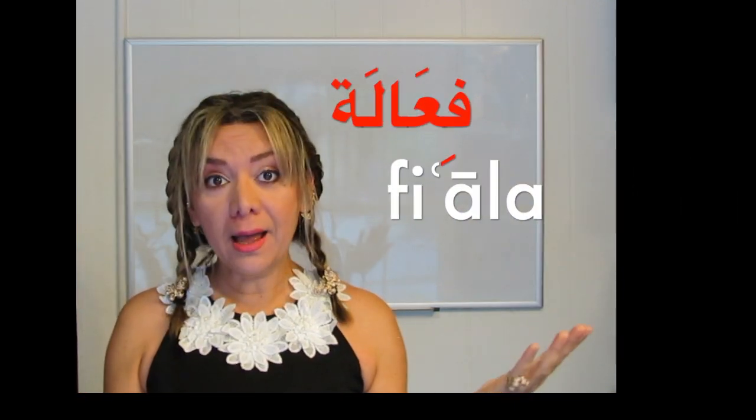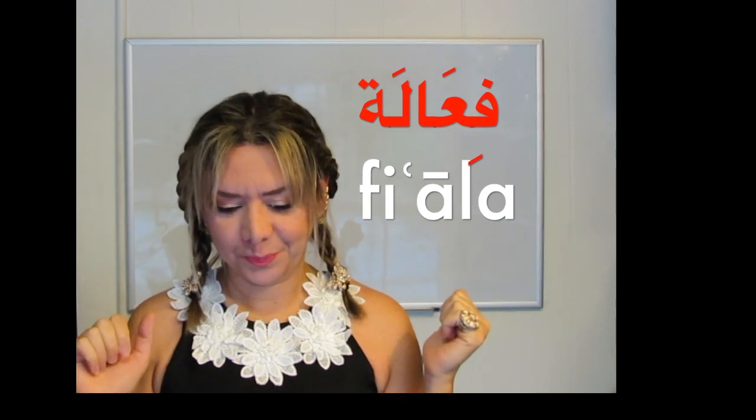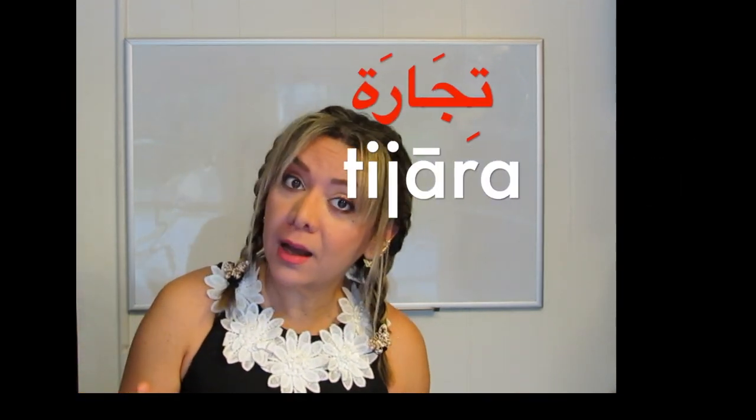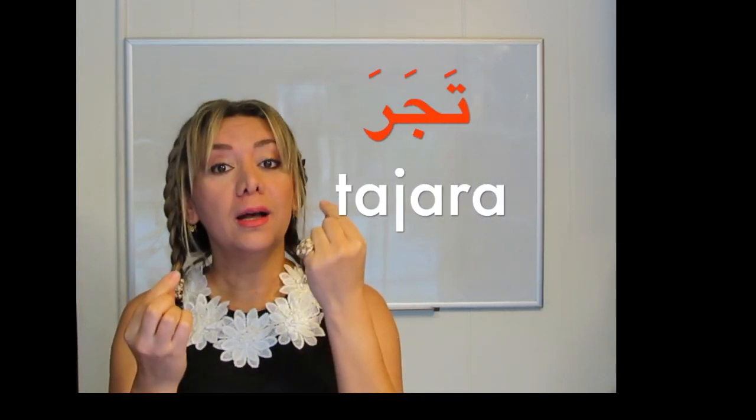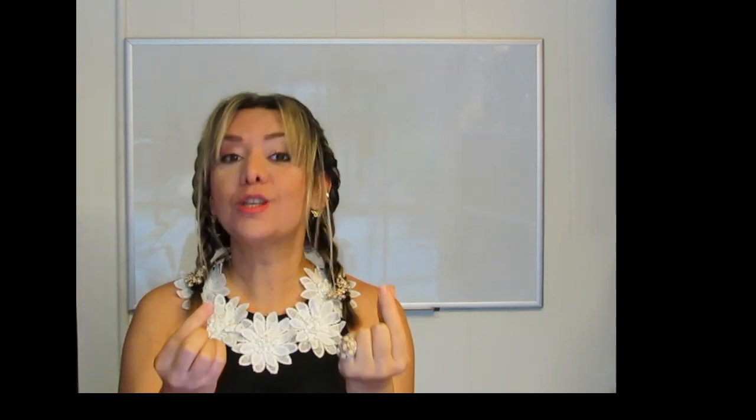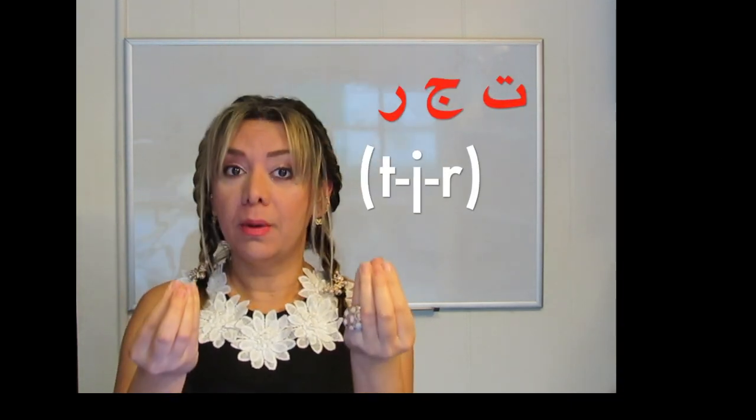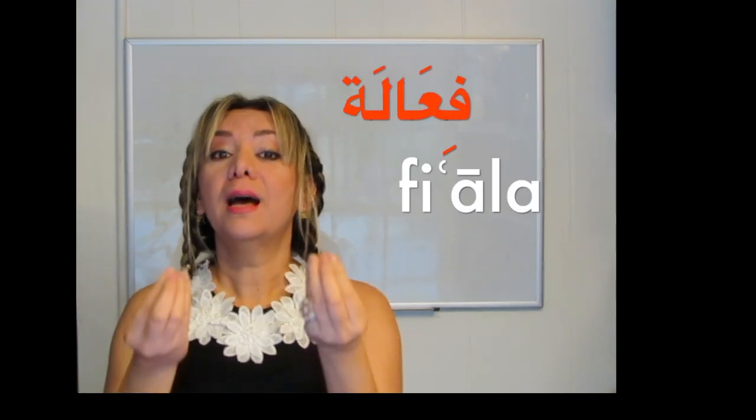However, grammarians decided to sort these random patterns by concepts. As for verbal nouns that follow the pattern fi'ala, they will suggest the names of professions, such as tijara, commerce, from the verb tajara, which means to trade. So you put the ta, the jim and the ra into the pattern fi'ala.